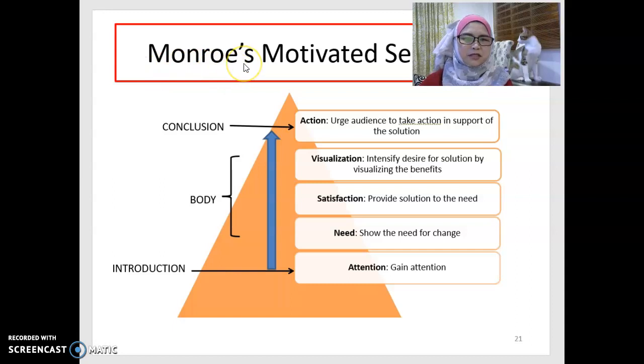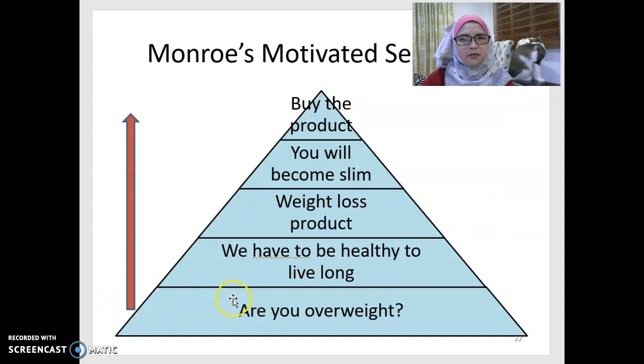Right, so just now we did Monroe's motivated sequence, and I talked about attention, need, satisfaction, visualization, and then action. So let's look at an example, okay? So this is an example. This would actually be stating the problem. Are you overweight? This is like telling them, gaining their attention. And here we have to be healthy to live long. And that's like showing them the need, to be healthy, and come up with the next point.